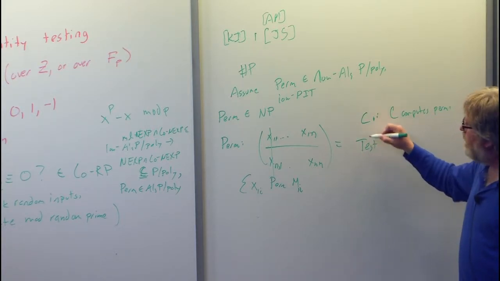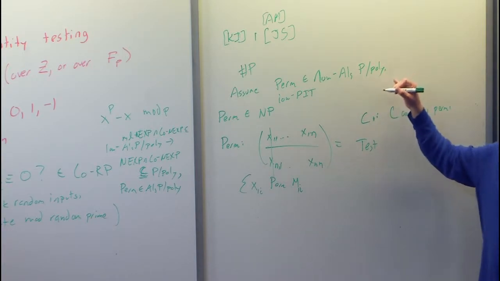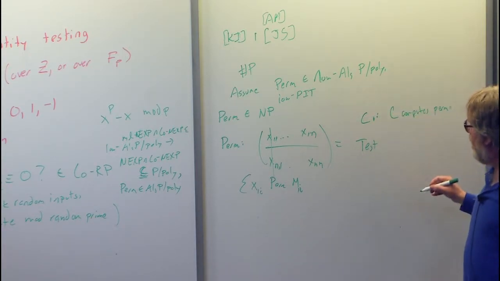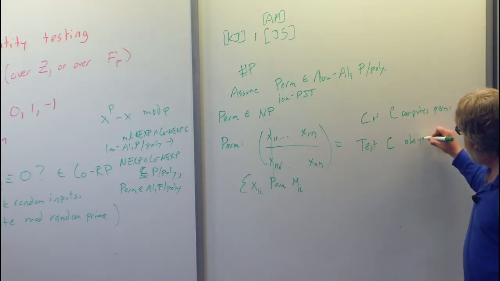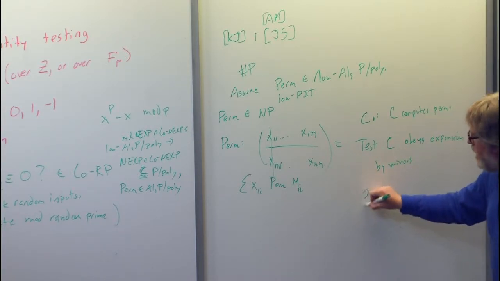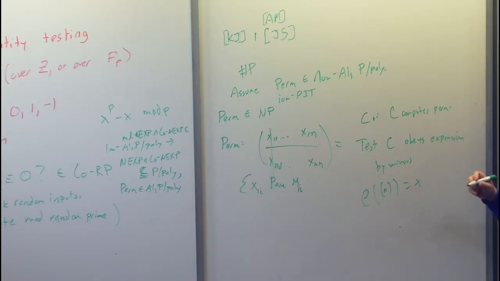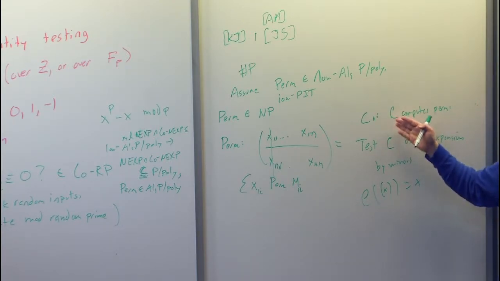What we're going to do is test using our low PIT oracle. If C is an algebraic circuit of low formal degree, then we use our low PIT oracle to test that C obeys expansion by minors, and that C of a matrix that's supposed to be 1 by 1 is x, to get us started. And if it does, then it must be the permanent function. And not just computing the permanent function, it must be the permanent polynomial, if all of these are equations as polynomials.